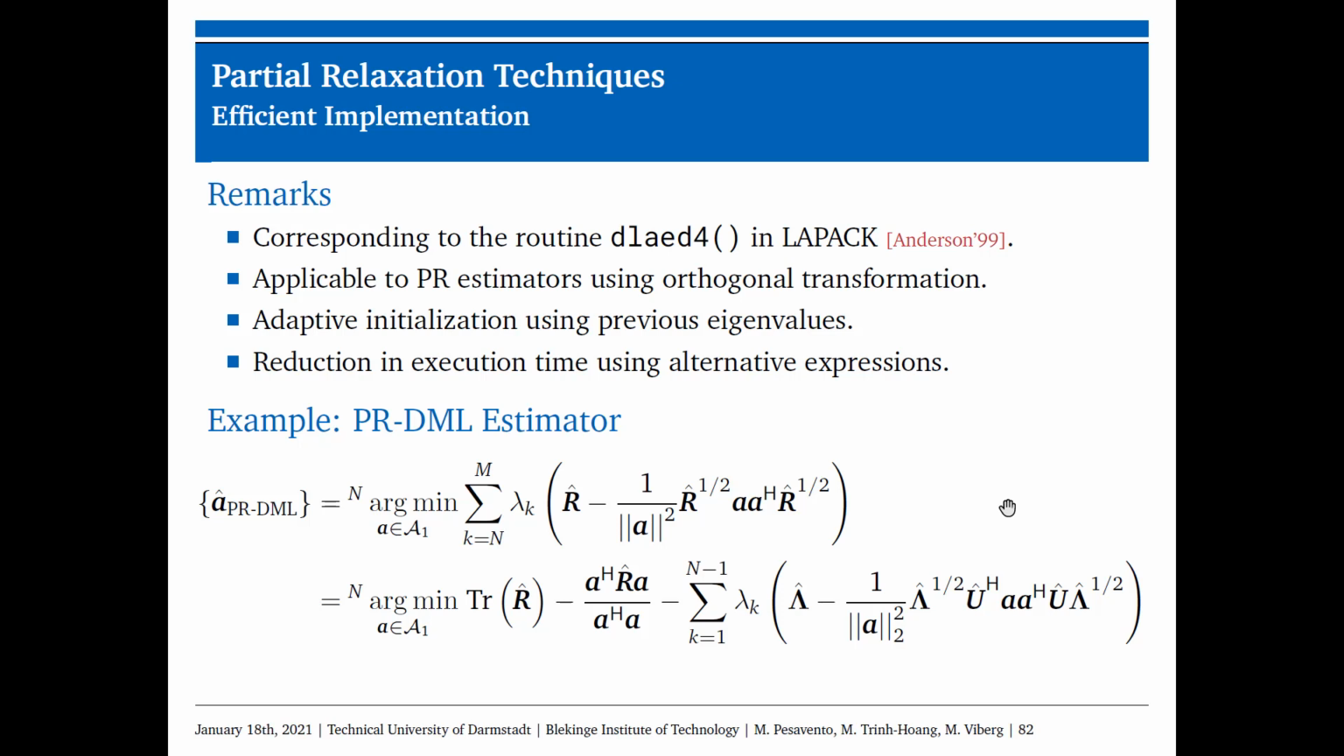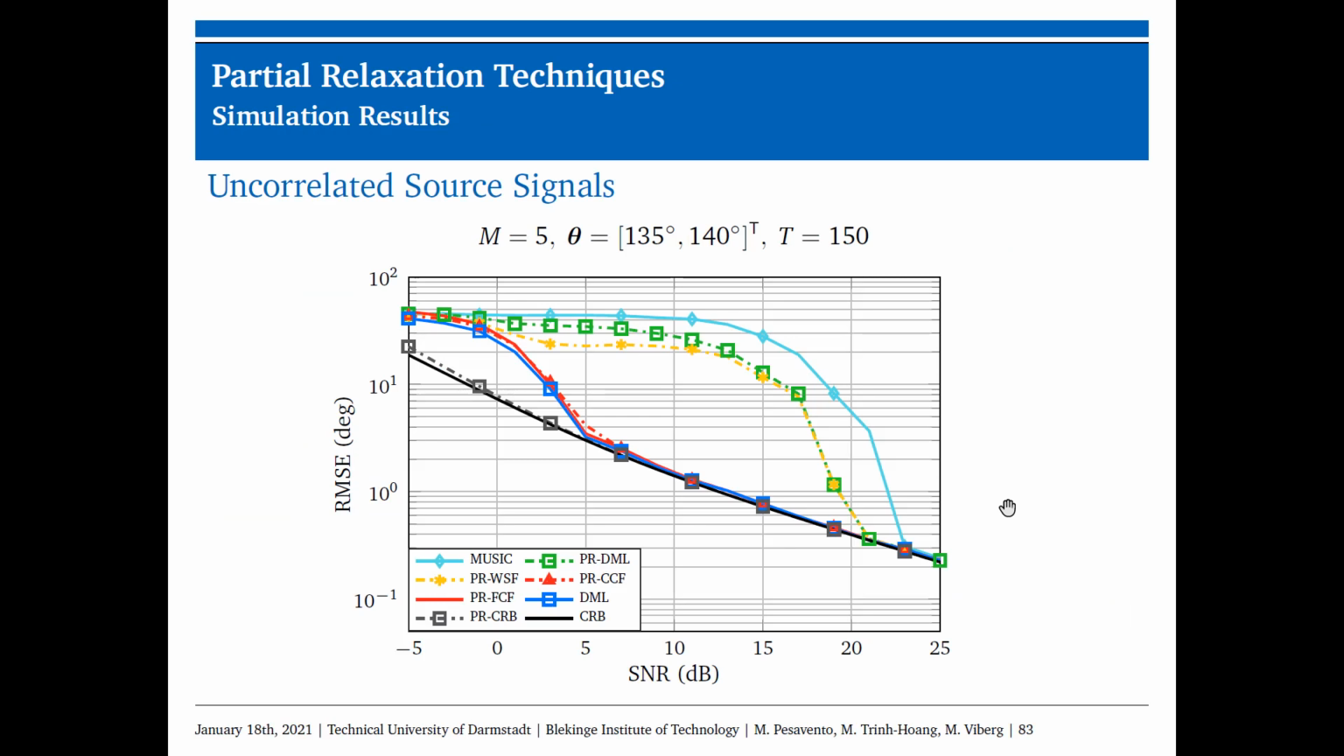So now, after considering some technical aspects of the PR framework, in the following we will illustrate the estimation capability of the PR estimators in some simulation setups. In the first simulation setup, we assume a uniform linear array with 5 sensors receiving the uncorrelated source signals from two sources, and the DOAs are located at the angles of 135 degrees and 140 degrees. The number of snapshots T is set to 150. Here in this case, we vary the signal to noise ratio.